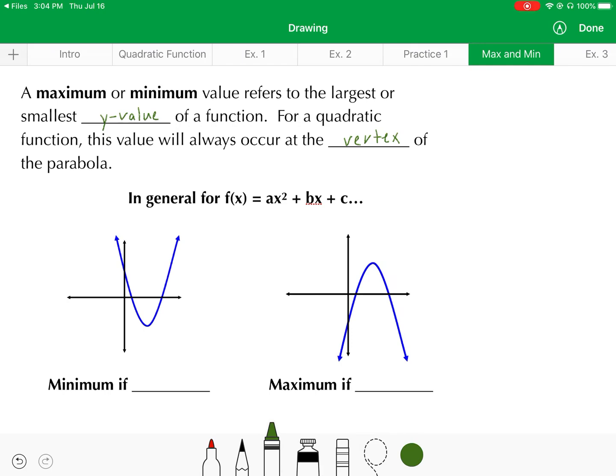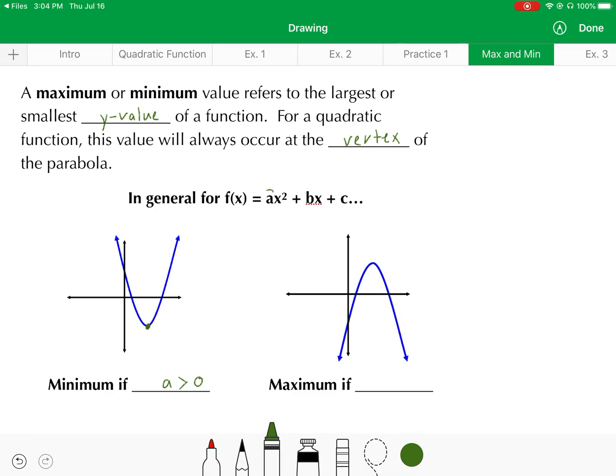But if you don't have the graph in front of you, it's helpful to know the following, and that would be that a parabola is going to open upward, meaning that it will have a minimum value. The vertex will be the lowest point whenever the a value from your function is greater than 0.